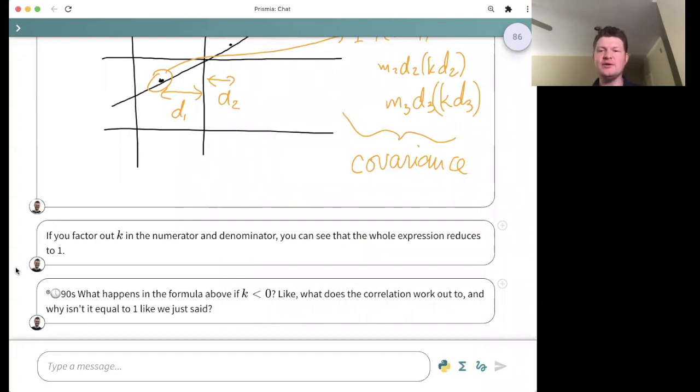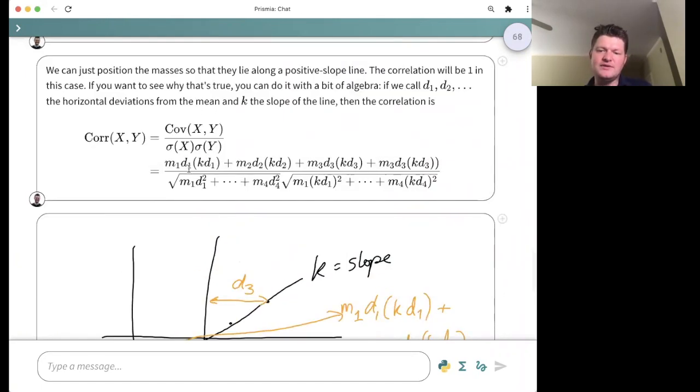So what happens if we array the points along a negative slope line? We just did the algebra. It seems like it should be 1 again, because where did we use that assumption? But if you do it in the figure, it's not. So what does the correlation actually work out to? You can use the mathlet if you want to figure that out. And what happened with this thing to give us a wrong answer?